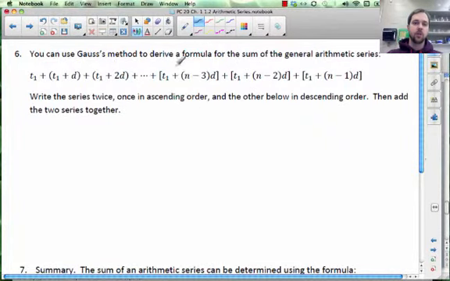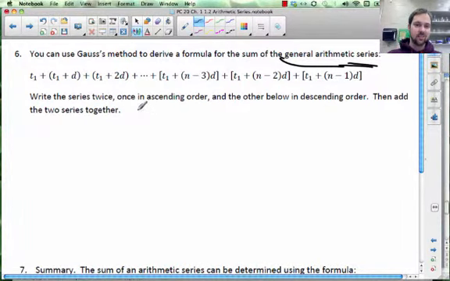Okay, we're going to use Gauss's method to derive a formula for the sum of a general arithmetic sequence. So this will work for any arithmetic sequence. So here we have the sum of any sequence of numbers: term 1, term 2, term 3, term 4, or not term 4, but onto the nth term. So what Gauss did, he wrote the series twice, once in ascending order and the other one in descending order, then he added them together.